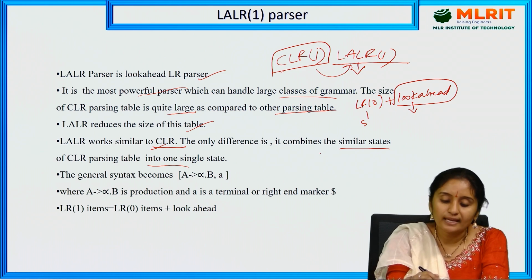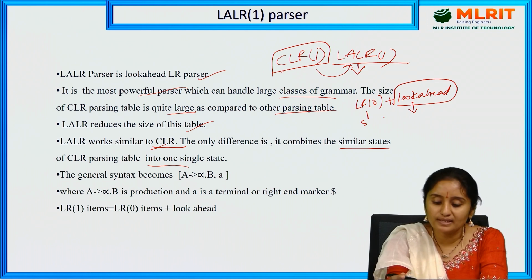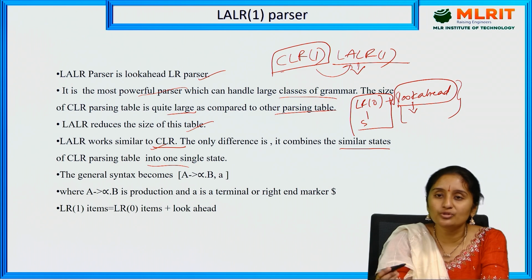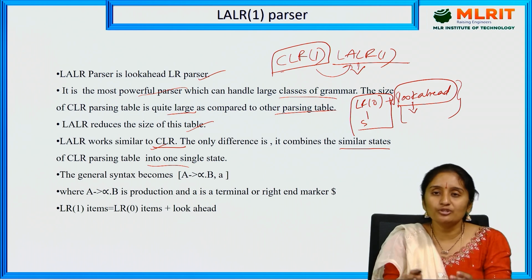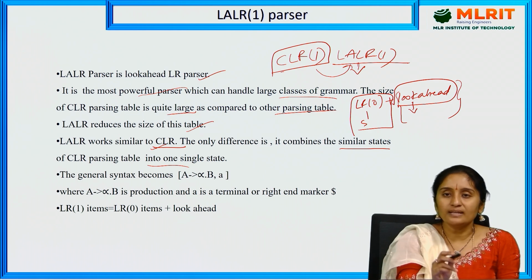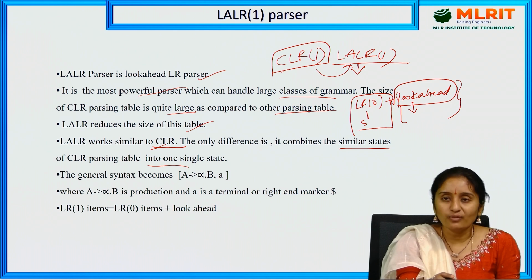Coming to the LALR(1) parsing table, when we construct it, if the productions are the same and only the look-aheads are different, we still combine those two states, as the productions are the same and they only differ in the look-ahead symbols. In that case, we combine them and reduce the size of the table. That is the difference between the CLR(1) parser and the LALR(1) parser.